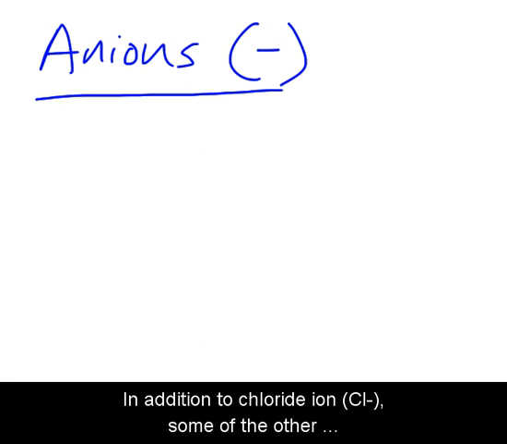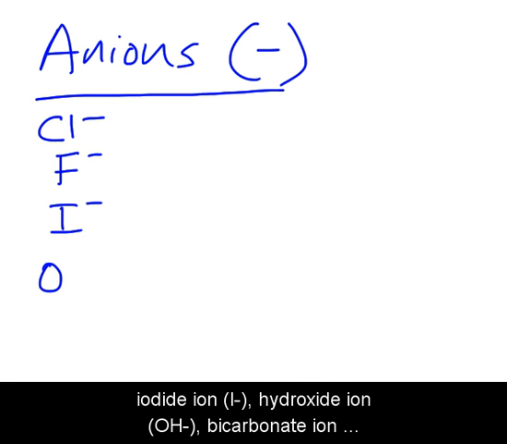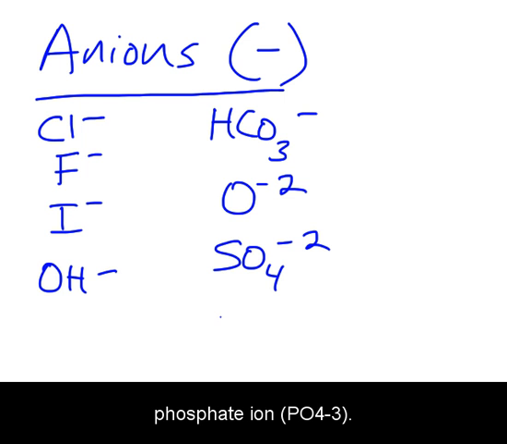In addition to chloride ion, some of the other common anions in the body include fluoride ion, iodide ion, hydroxide ion, bicarbonate ion, oxide ion, sulfate ion, and phosphate ion.